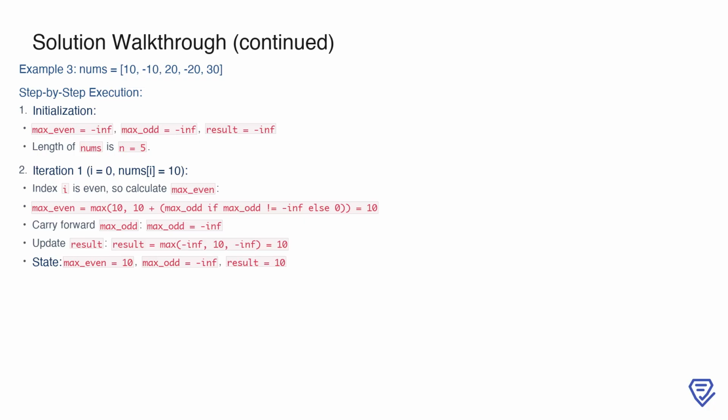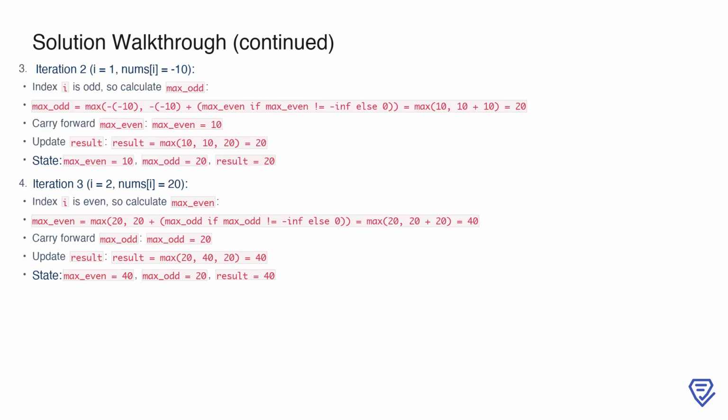In the first iteration, the element at index 0 is 10. Since the index is even, we calculate max_even as the maximum of 10 and 10 plus the previous max_odd value, which is -infinity. This simplifies to max_even equals 10. The max_odd value remains unchanged, and result is updated to the maximum of its current value, max_even, and max_odd, giving us result equals 10.